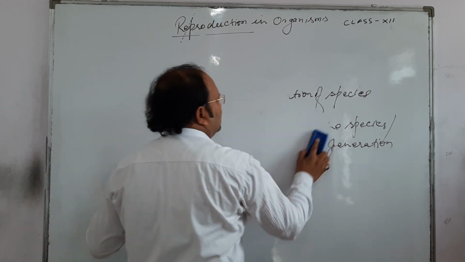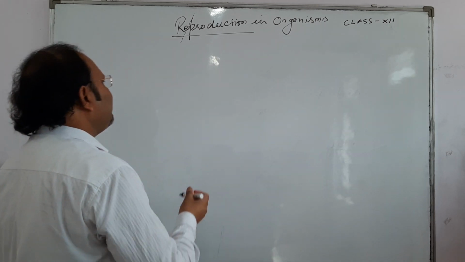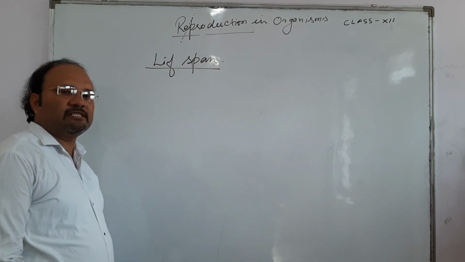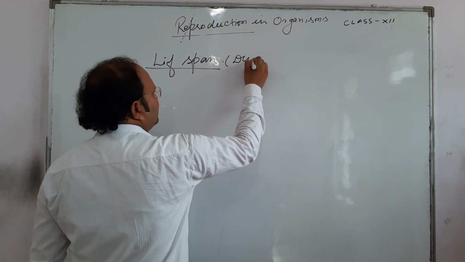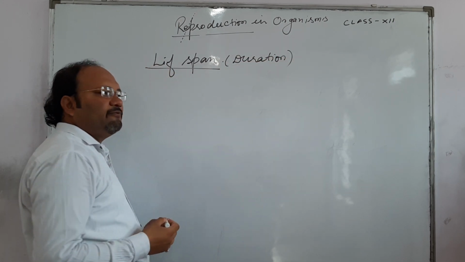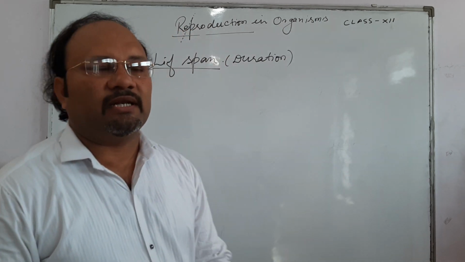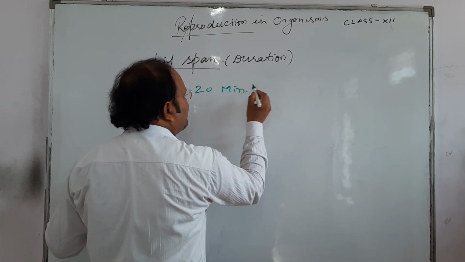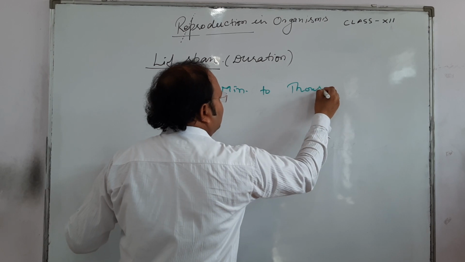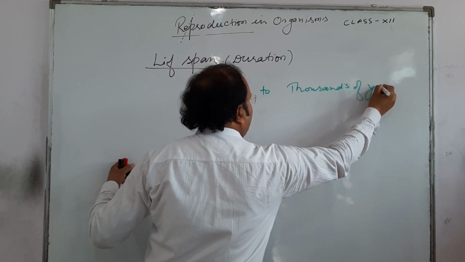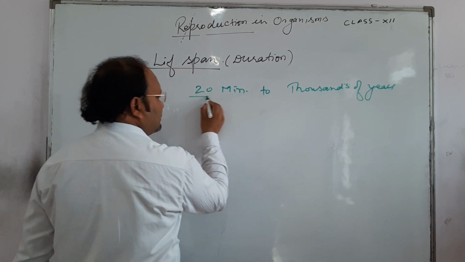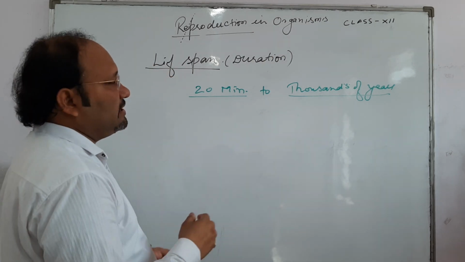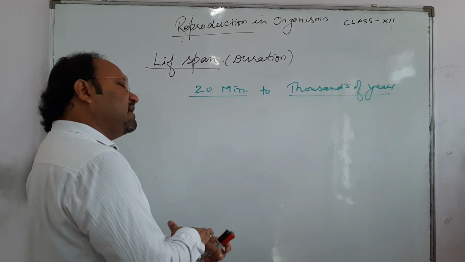Now we move on to the next point, which is called the lifespan. Now we are talking about the lifespan. Span simply means duration. The duration of the life, the duration of the individual's life cycle, which can be from 20 minutes for bacteria to thousands of years, as in a number of plants we have in nature whose life cycle is thousands of years, right? We will have examples in your notes.